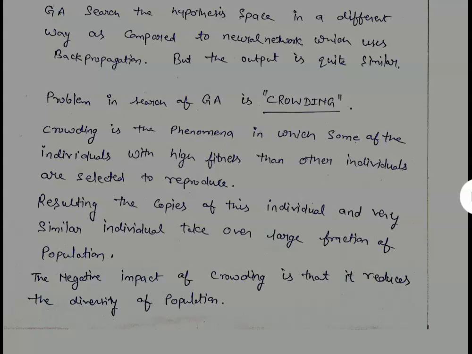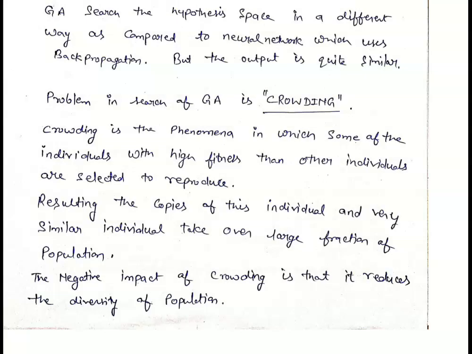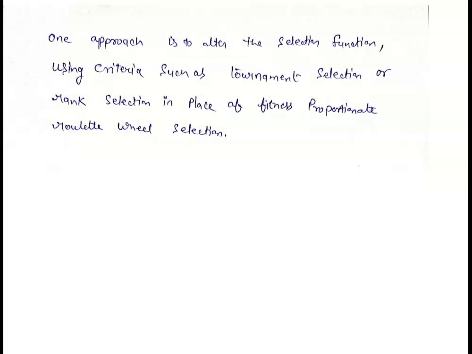Basically, in hypothesis search space, we use the roulette selection method. So one approach is to alter the selection function using criteria such as tournament selection or rank selection in place of fitness proportionate roulette wheel selection. So to reduce the crowding problem, we use tournament selection or rank based selection method in place of roulette wheel selection method. Okay, thank you.